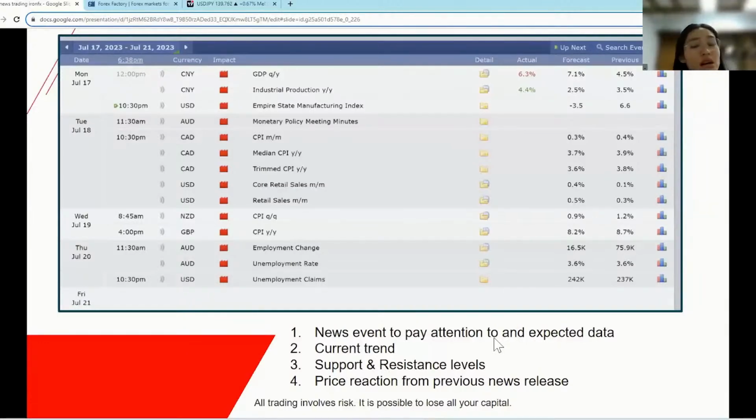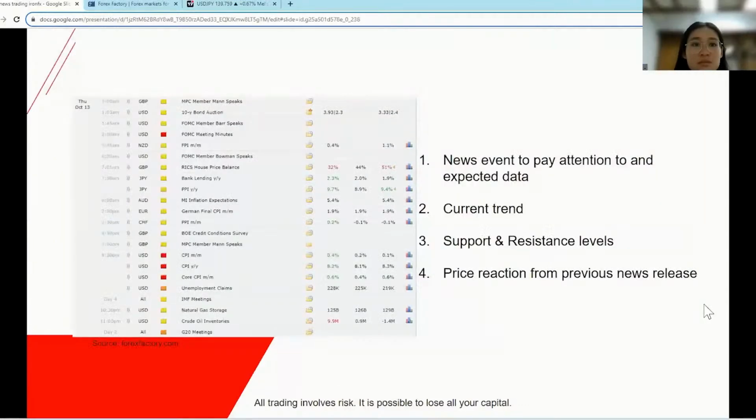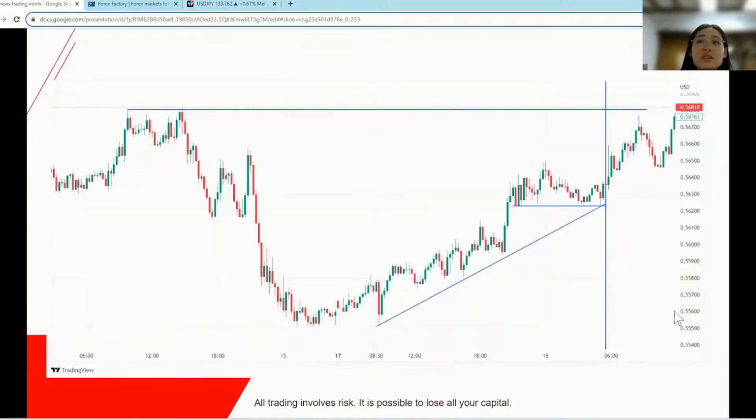Number 2, we look at the current trend. Number 3, support and resistance levels. And number 4, price reaction from the previous news releases. Okay, here is an example with all of the events.